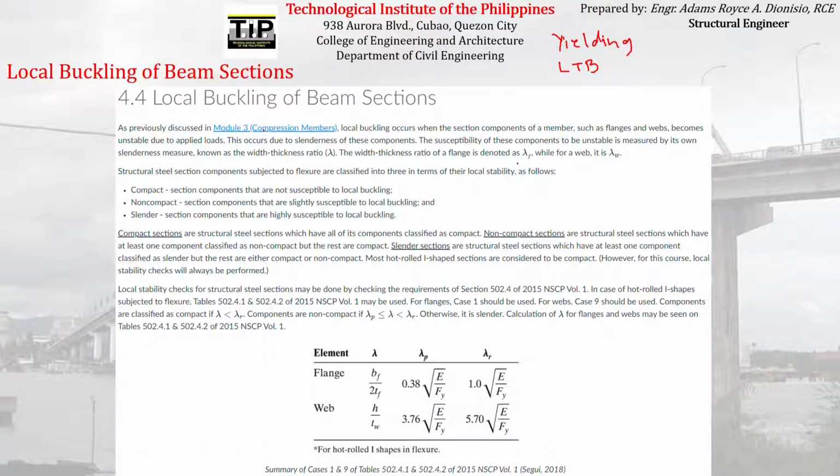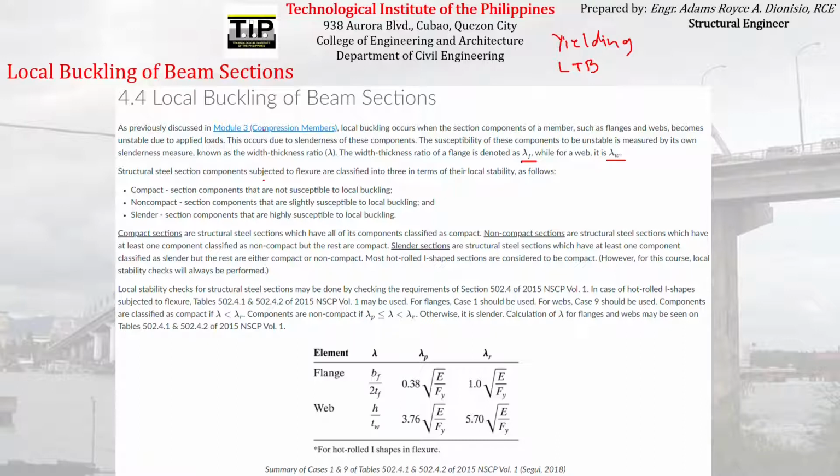Although we have somehow different definition of width pagdating dito sa local buckling. So later on, makikita nyo yung ibang definition ng width. So it's not literally na width nung kunyari nung flange. Hindi siya literal na width ng flange. Sometimes the width that we usually check is actually half of the width of the flange. Okay? But overall, what they are called is width-thickness ratio, lambda. Lambda F kapag width-thickness ratio ng flange, lambda W kapag width-thickness ratio ng web.